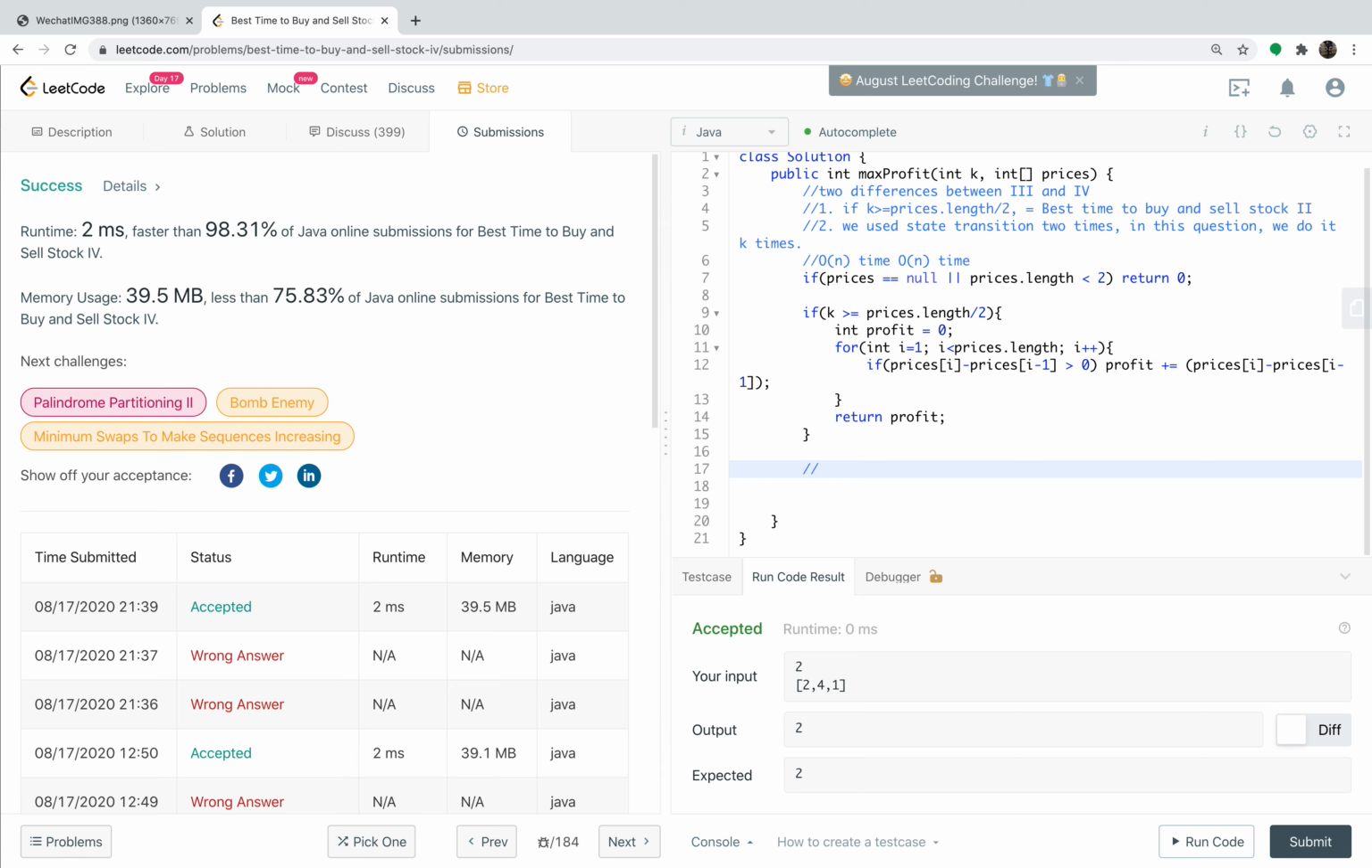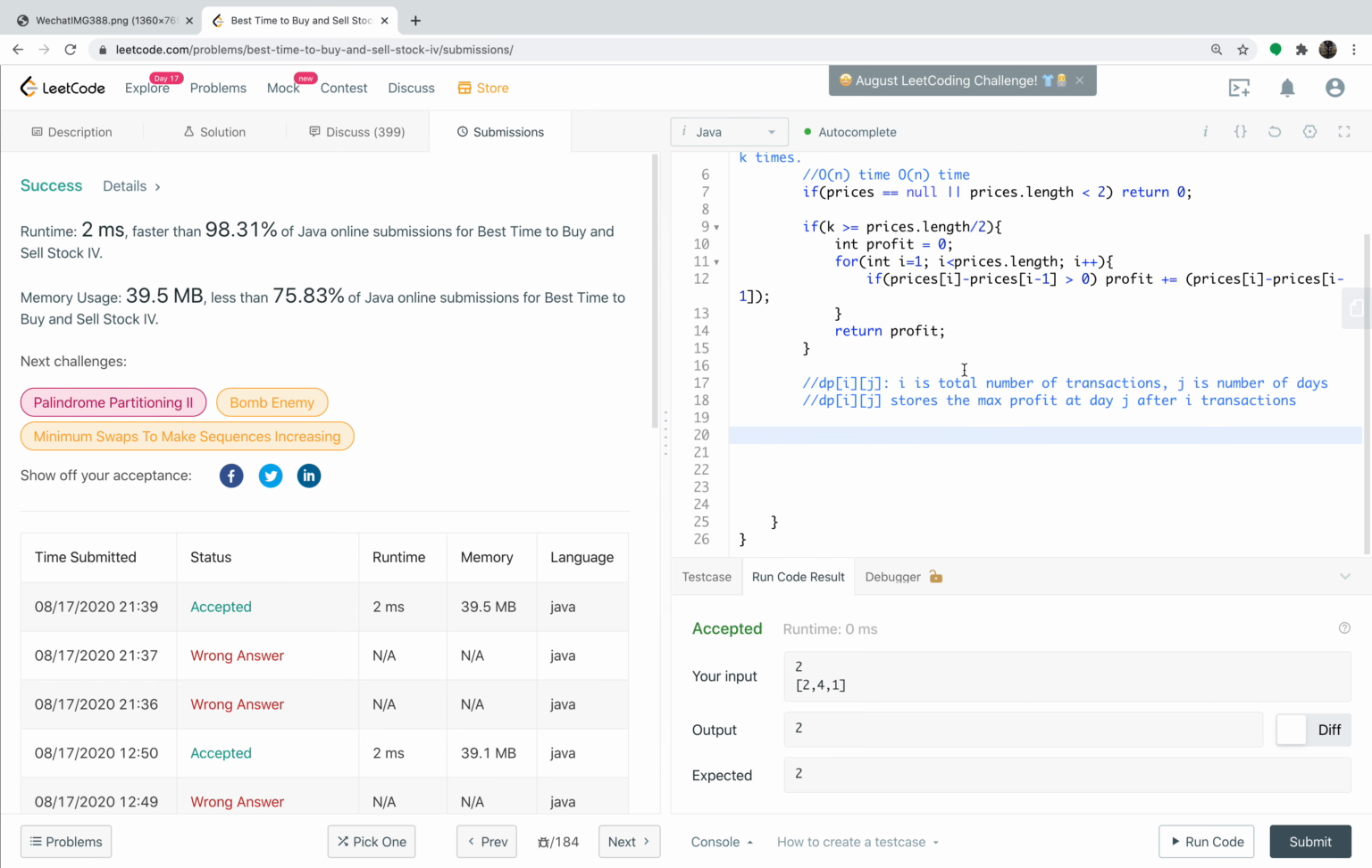But if we use dynamic programming, we need to come up with a DP solution. The DP solution of this question is we will set a two-dimensional array as dp[i][j], where i denotes the total number of transactions, and j is the number of days, and dp[i][j] stores the max profit at day j after i transactions.